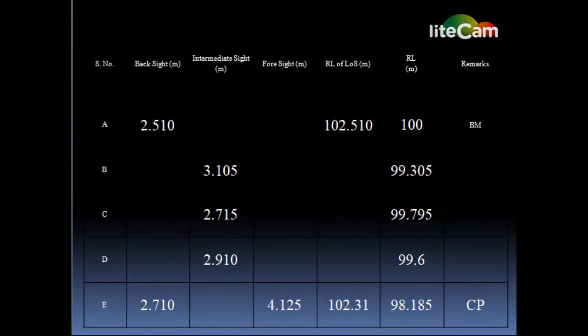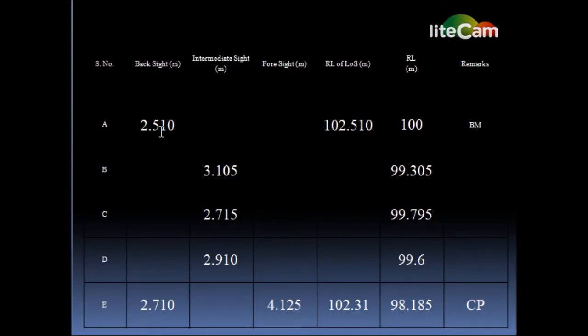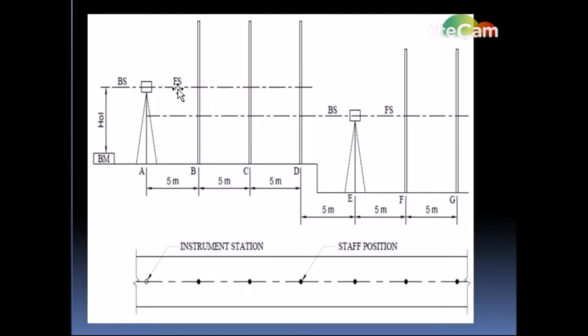So here is an example. First we stand at A, and it was the benchmark. So we have taken the backsight reading. The backsight reading is here taken as 2.510. We here take RL of benchmark as 100. You can take it as any other value. So the line of sight can be determined as the backsight plus RL of benchmark.